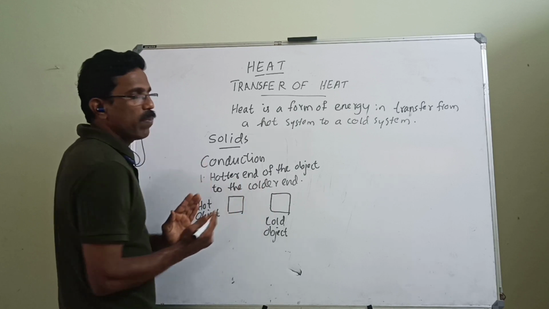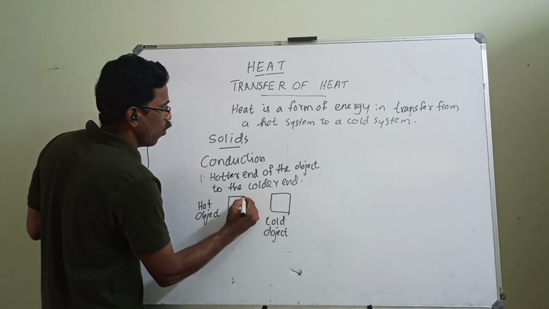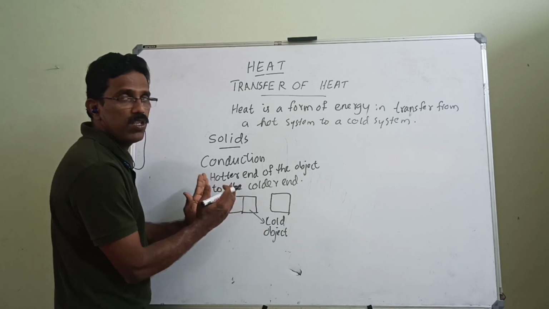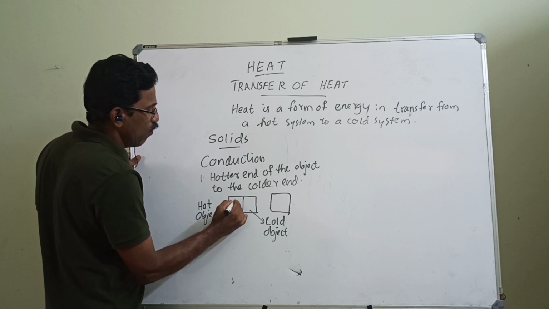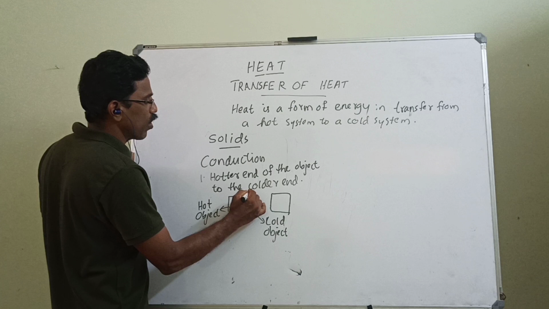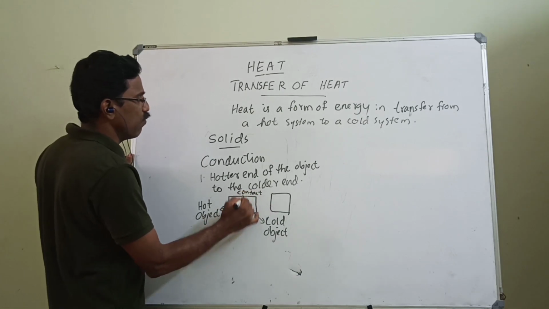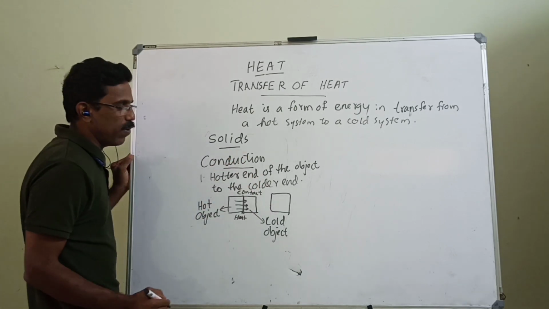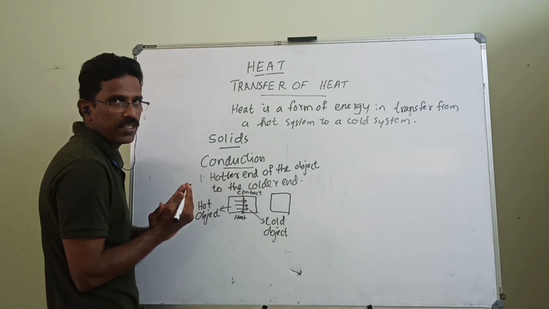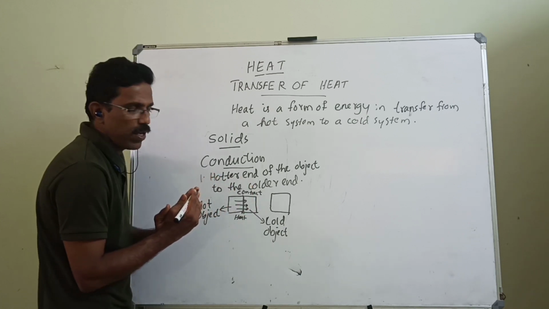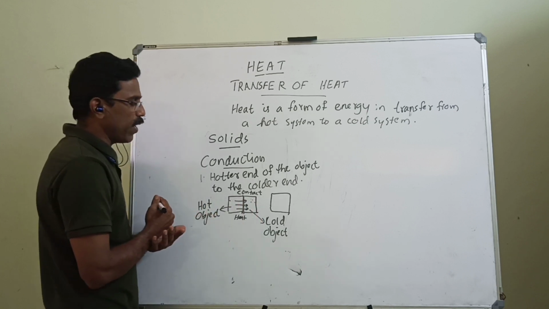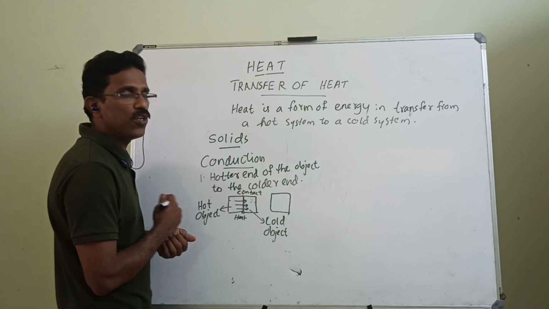If you bring these two objects together, that is, keep the cold object in contact with this hot object, what happens? From this hot object, the heat flows to the cold object. Contact is necessary for conduction. So conduction takes place from a hot object to a cold object in contact. Understood? How far does this process take place? When both these objects acquire the same temperature, this process of conduction stops.